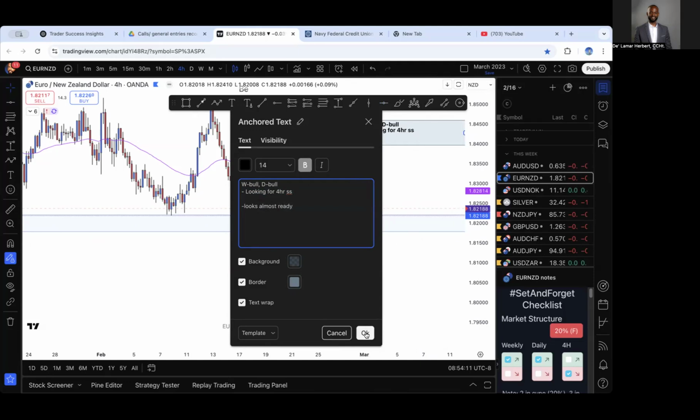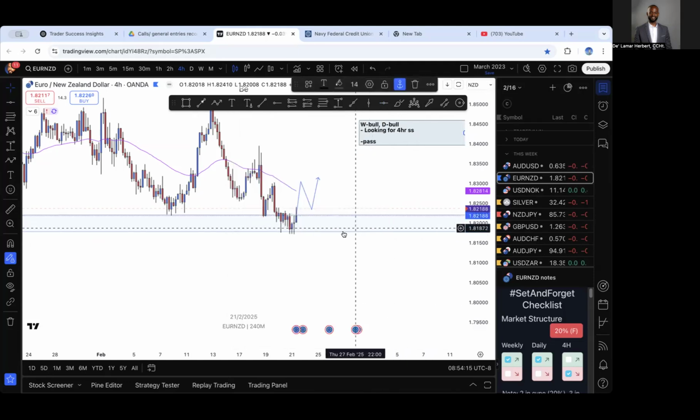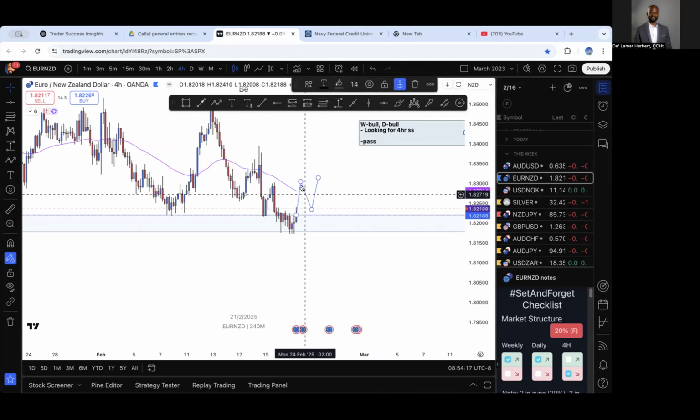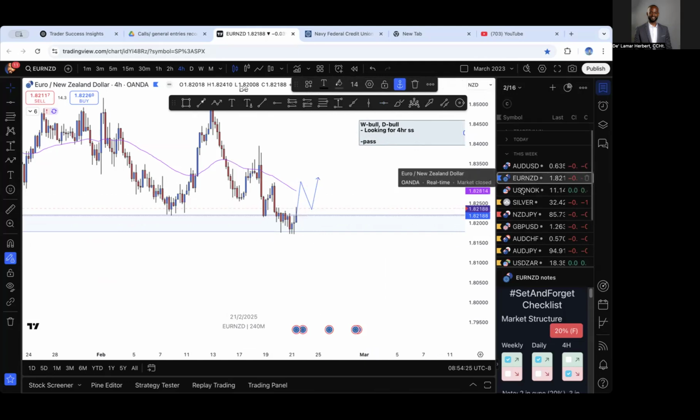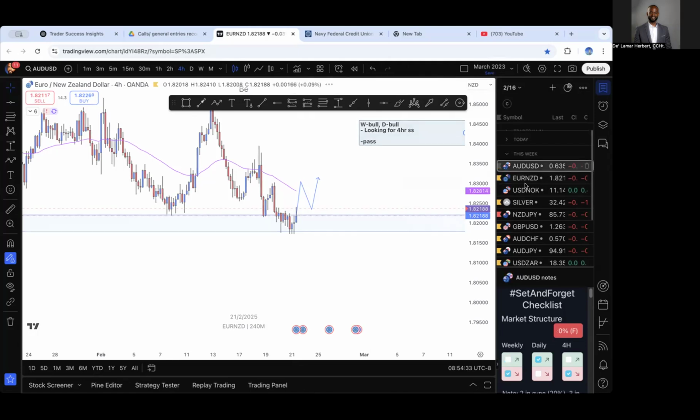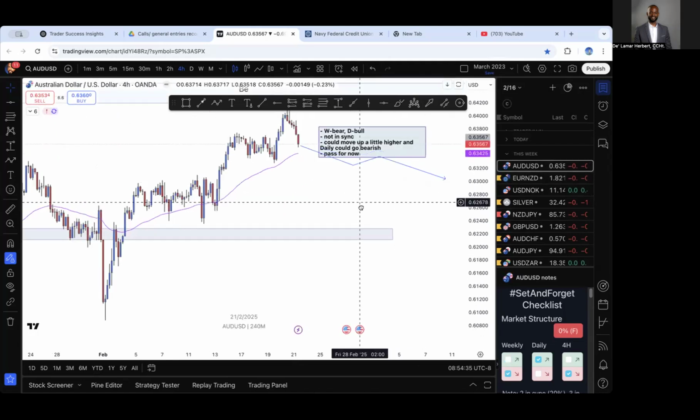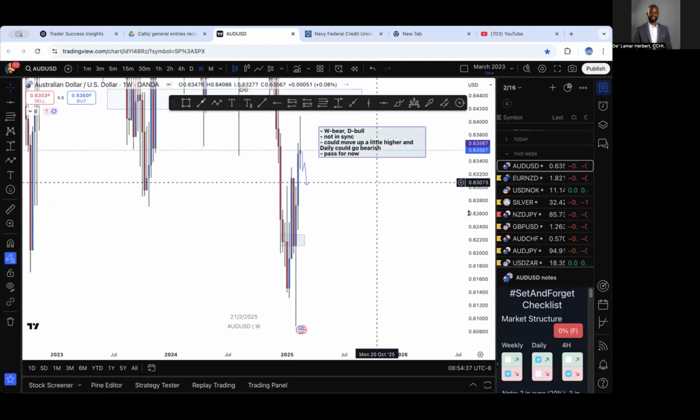Obviously we need to see a shift of structure, then a pullback. Once we see that pullback on the 4 hour, then we can start looking for what we need to look for. But for right now, I don't think it can happen today. So that's why I'm going to keep it here. We'll keep it here, but change this to yellow. But definitely potential. AUD. Okay, where is price on the weekly on AUD?